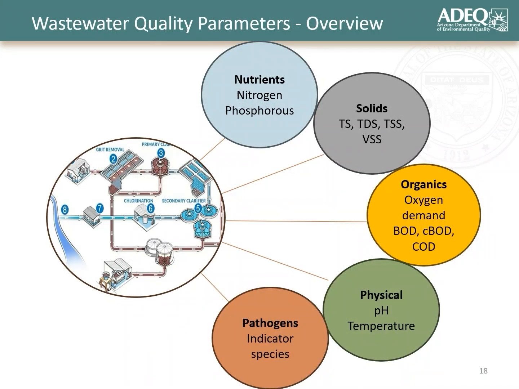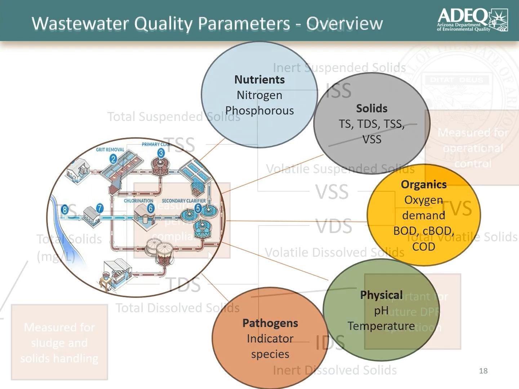Now, moving on to wastewater quality parameters that are important when we're considering the operation and compliance of your wastewater treatment plant. We're going to cover multiple categories, including nutrients, which can include nitrogen and phosphorus, solids, which can include total solids, total dissolved solids, total suspended solids, and volatile suspended solids. Organics, which we measure as oxygen demand, either as biochemical oxygen demand, carbonaceous biochemical oxygen demand, or chemical oxygen demand. Next, physical parameters such as pH and temperature, and finally, pathogens as indicator species.